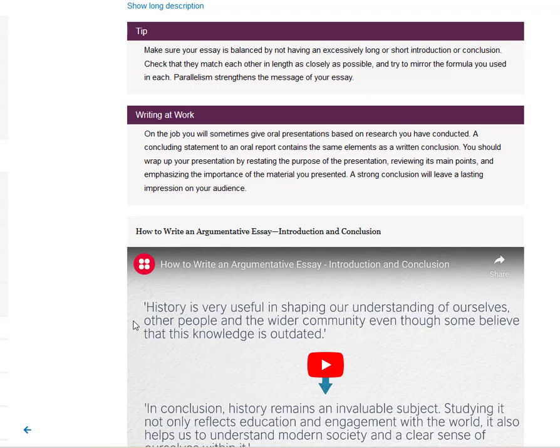So make sure your essay is balanced by not having excessively long or short introductions or conclusions. Check that they match each other in length as closely as possible. In other words, all of the paragraphs in your essay should have 5 to 7 sentences.